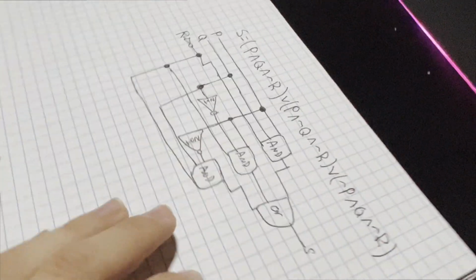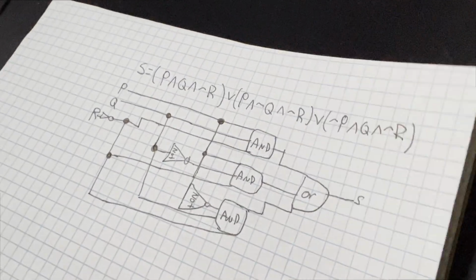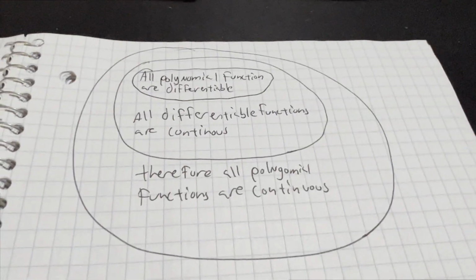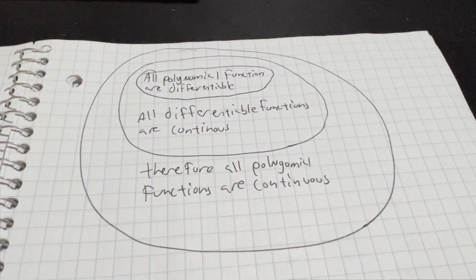Continued. I think I was drawing a circuit for one of my classes. I could not remember what this is anymore. I just knew I drew it. What is this? Polynomial function differential. All differential functions are continuous. Therefore, all polynomial functions. Oh, this is discrete math.